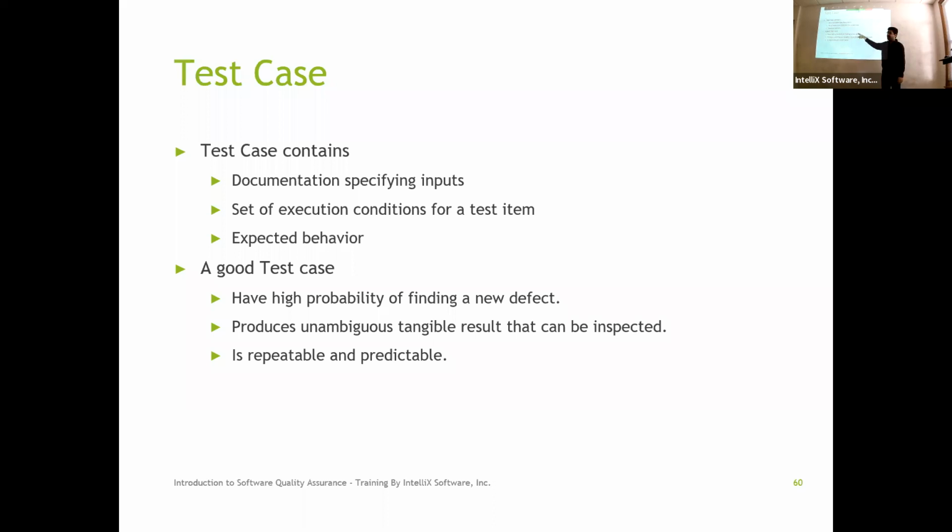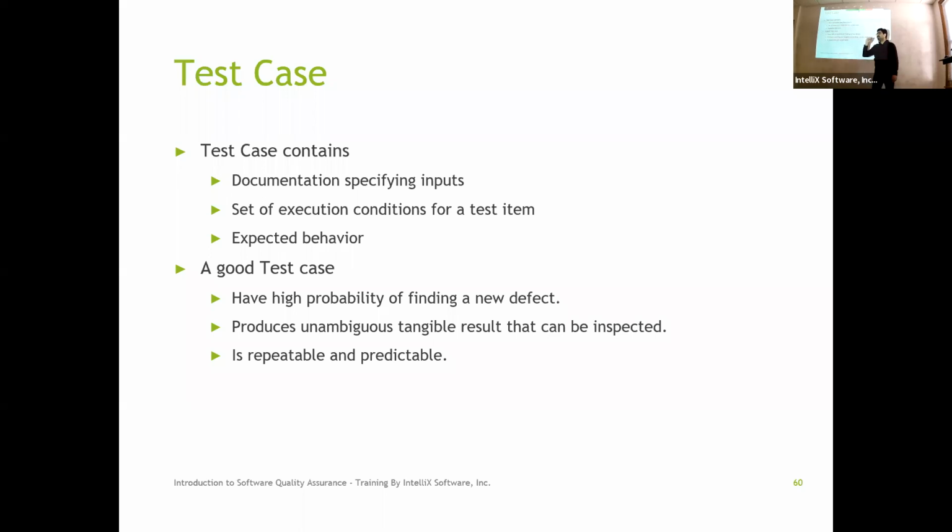Because then you're not getting unambiguous results. As a result, you don't know whether it passed or failed. You don't know whether the system is working as expected or not. So whenever you write a test case, make sure that when the test case finishes, you should be clearly able to say, did it pass or did it fail? Okay.